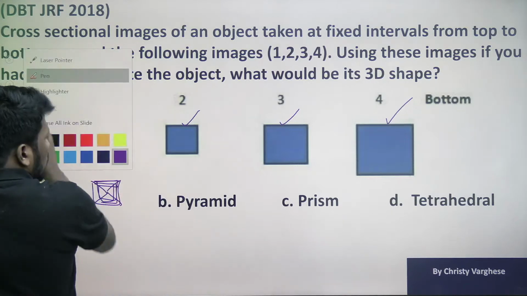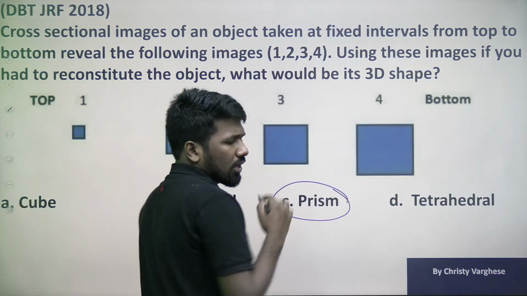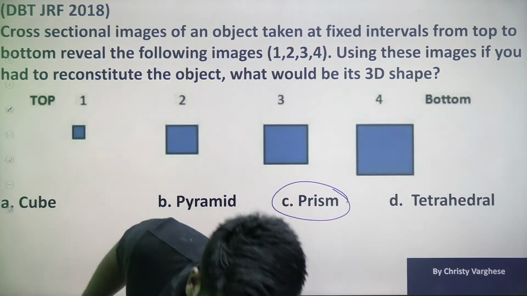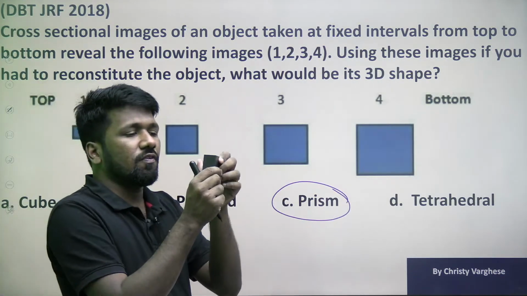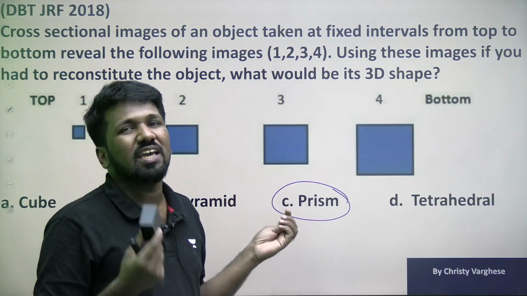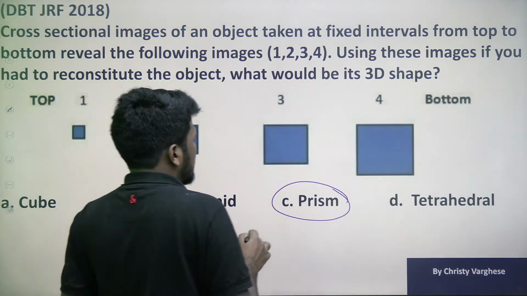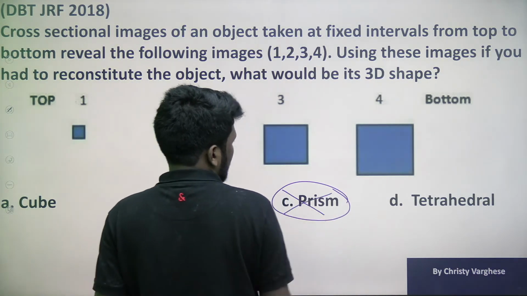Now some of you have doubts on prism and tetrahedron. Prism means it's a rectangular box or a cuboidal shape. This is kind of a prism shape itself. If you are cutting it, you will be getting rectangles of same size only. Same size rectangles, not different size, and it will be rectangles. That's why prism is not the answer.